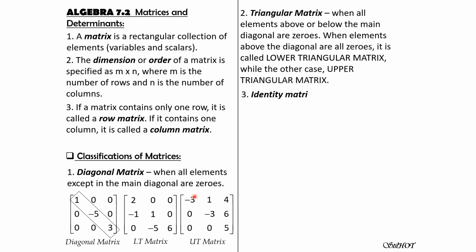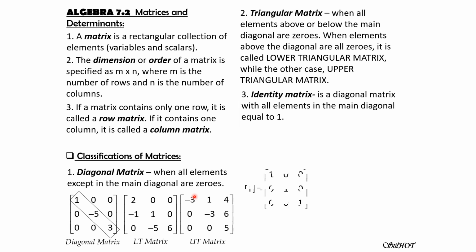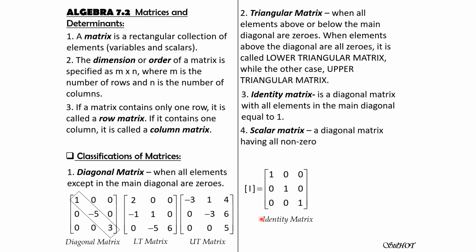An identity matrix is a diagonal matrix with all elements in the main diagonal equal to unity, or 1. A scalar matrix is a diagonal matrix having all non-zero elements equal to some other constant. So this is an identity matrix. The scalar matrix is like this identity, but the elements in the main diagonal are any other constant value except 1. So that's a scalar matrix, this one.